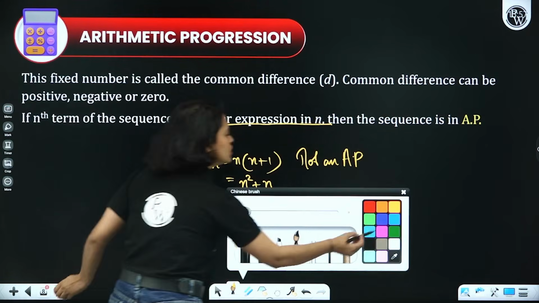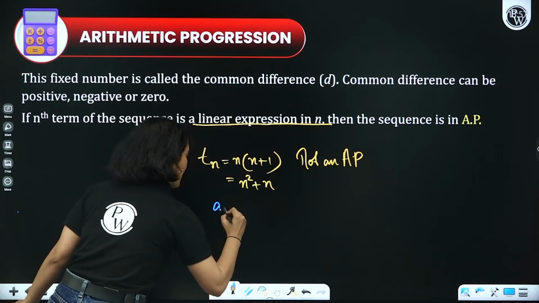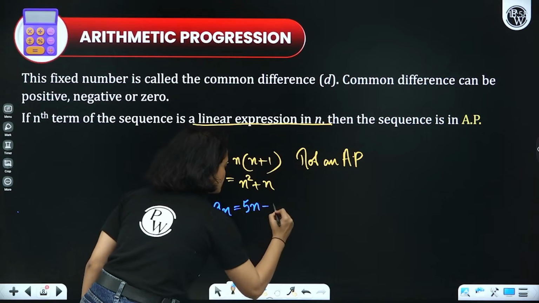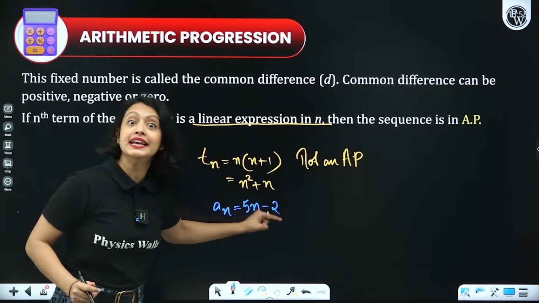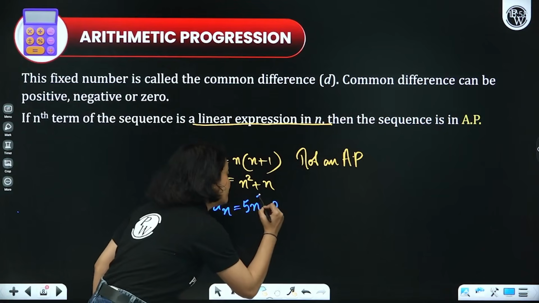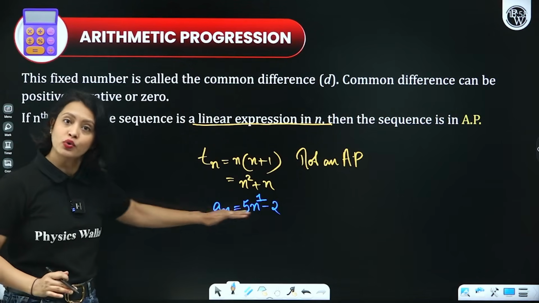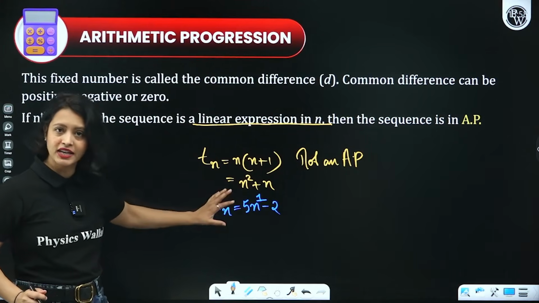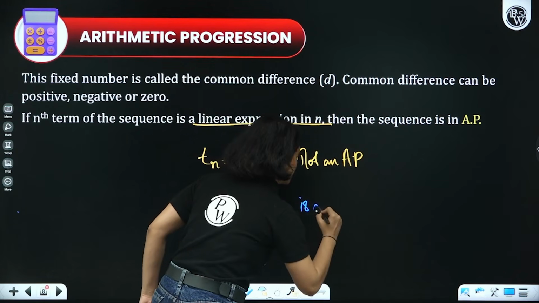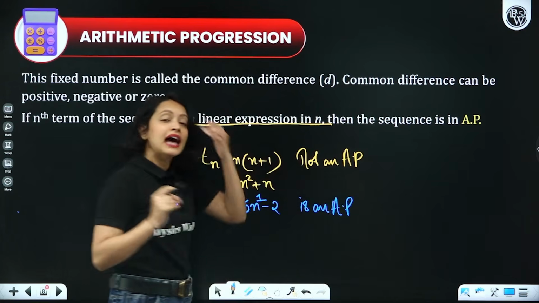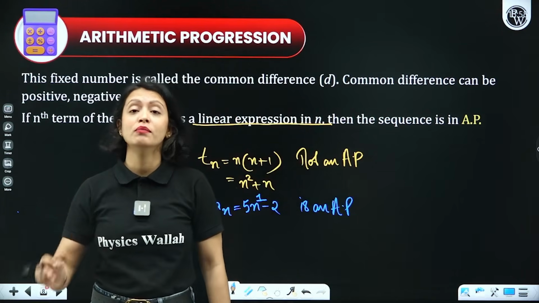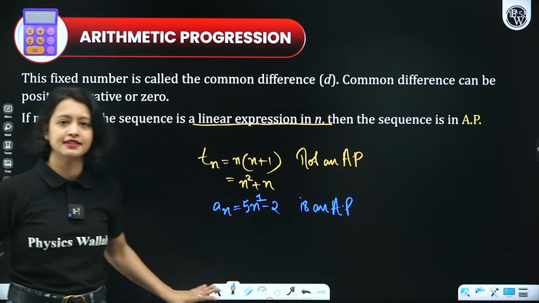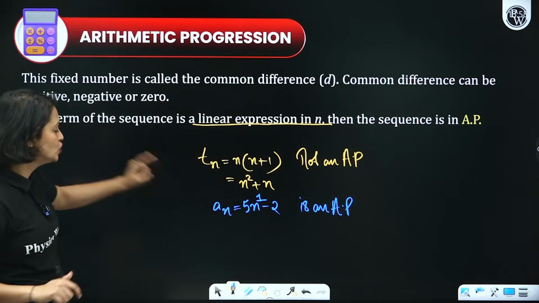But if I ask you, I have been given a sequence in which the nth term is determined like this, 5n minus 2. Now here, the nth term is being determined by a linear expression, right? The power of n is 1. So 5n minus 2, if we are getting the nth term by this formula here, then this is an AP. So remember that in an AP, the nth term expression should always be linear. Okay, that's it. This is what the second statement is telling you, and you do get questions on this.